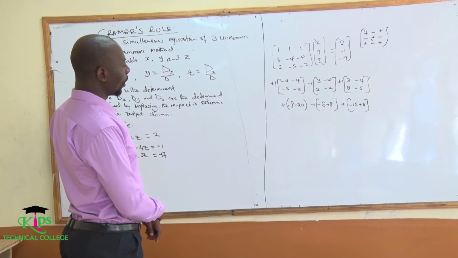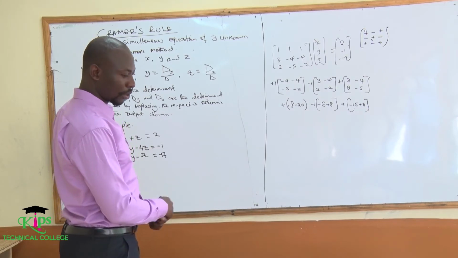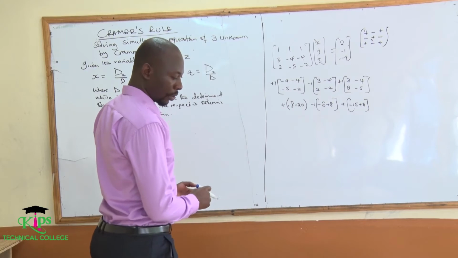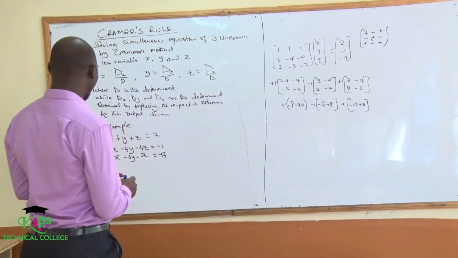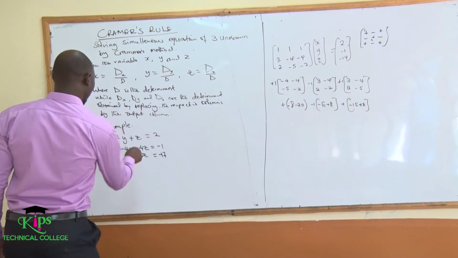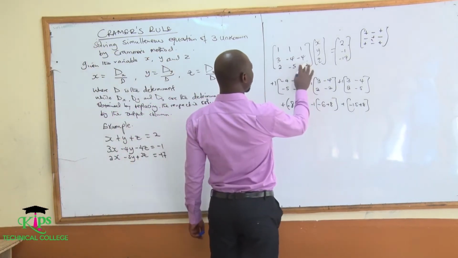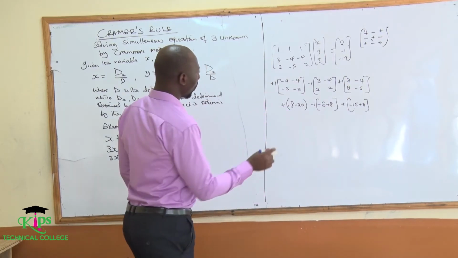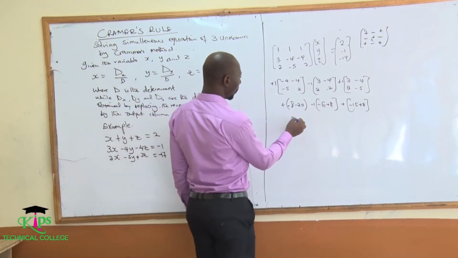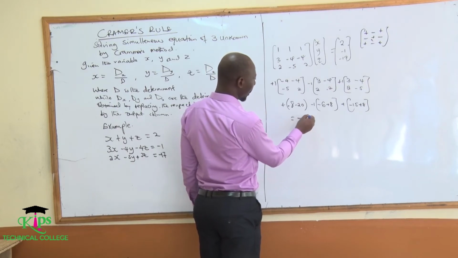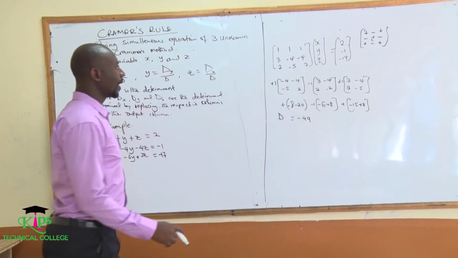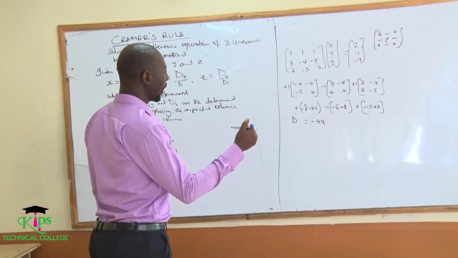So what do you have? If you sum all of them, what do you get as the sum total? Here we have positive 2, here is positive 2, here is positive 2, and here is negative 2 in that format, such that if you solve that, this one gives you negative 49. Then this being your D, you move to the next one, that is how to get the DX.